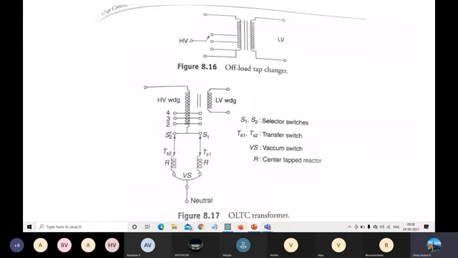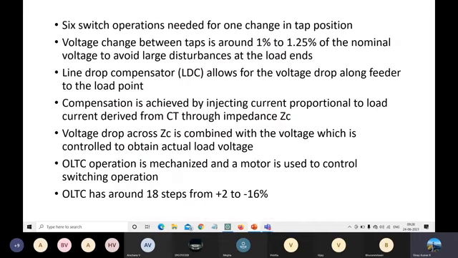By tapping different positions, different tappings in the high voltage winding of the transformers, we changed the position of the voltages. So we change the levels of the voltages. So this is how the tap changing transformer works.